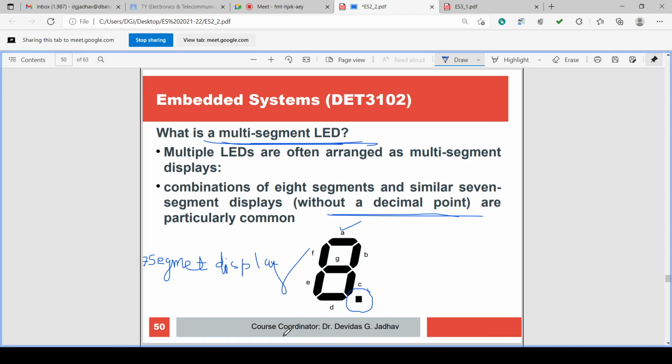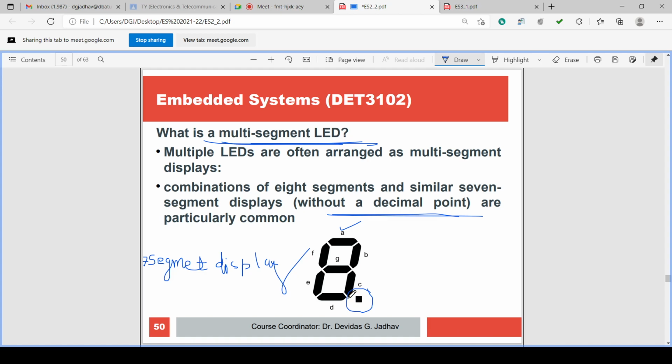And one LED is connected as a decimal point. Total 8 LEDs are there. 7 LEDs make the one structure, and the 8th LED makes the decimal point. Now this 7 segment LED can display some numbers and characters.